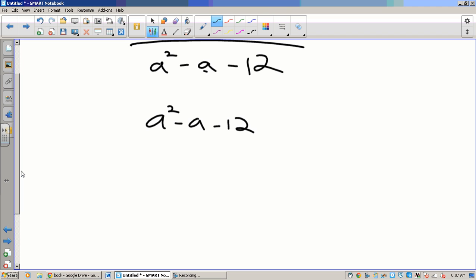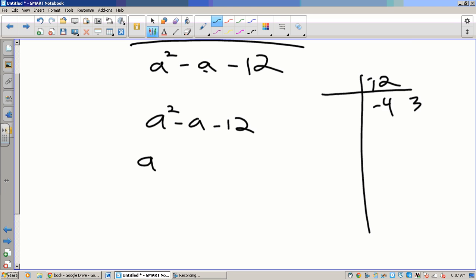Joel, tell me something that multiplies to negative 12. I need you to start thinking now. Tell me two factors that multiply to negative 12. What multiplies to negative 12? Negative 4 and positive 3. Does that add to negative 1? Thank you. So a minus 4, a plus 3. That's a good job.